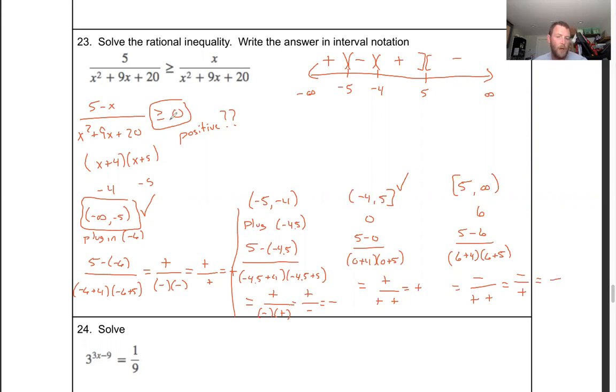So which two are greater than or equal to 0? This one and this one. So my answers are going to be negative infinity to negative 5. And which is the U sign? Oh. Negative 4 to 5.